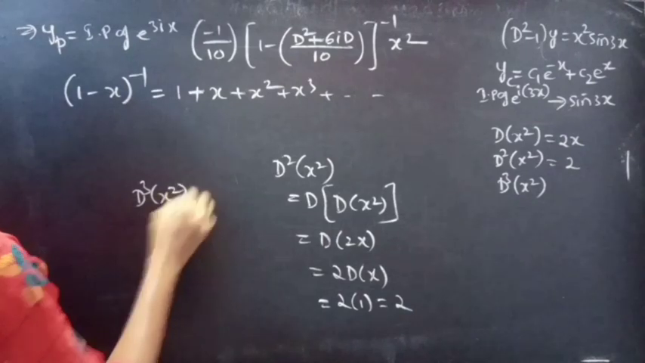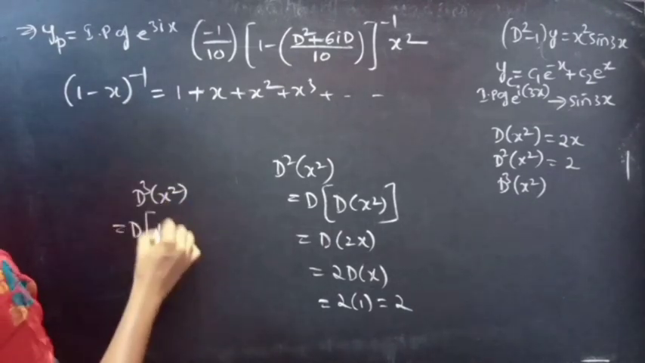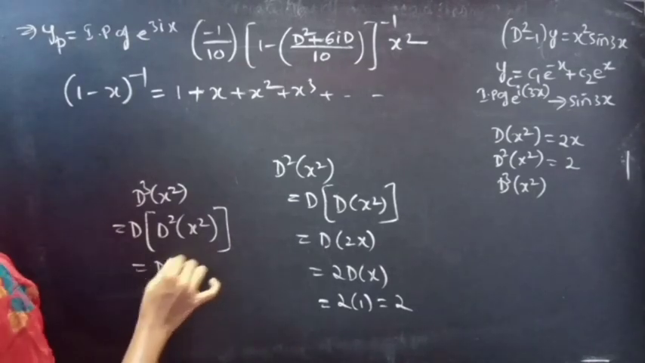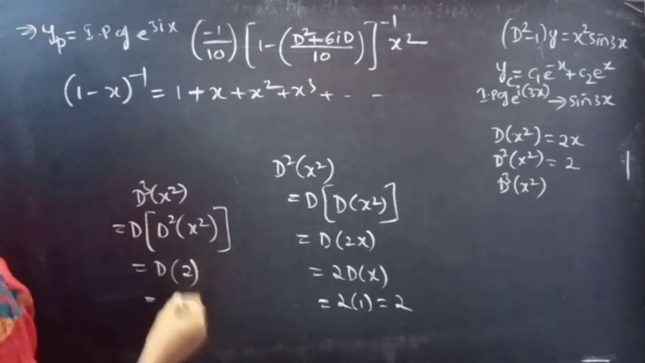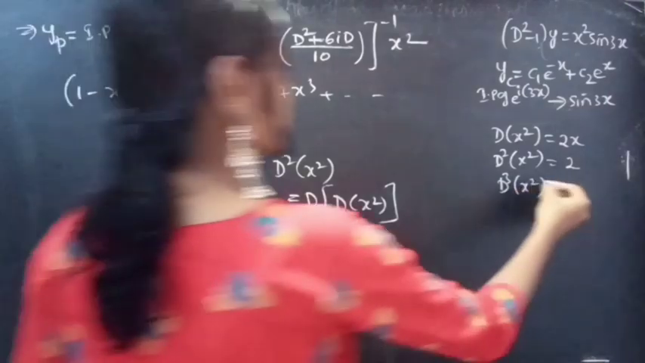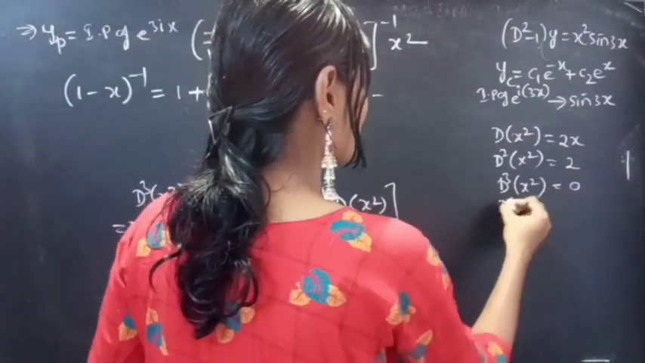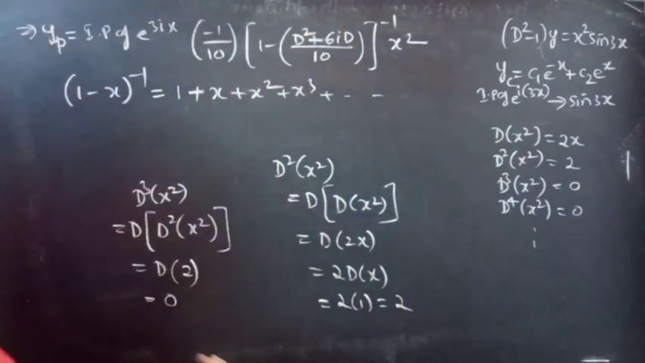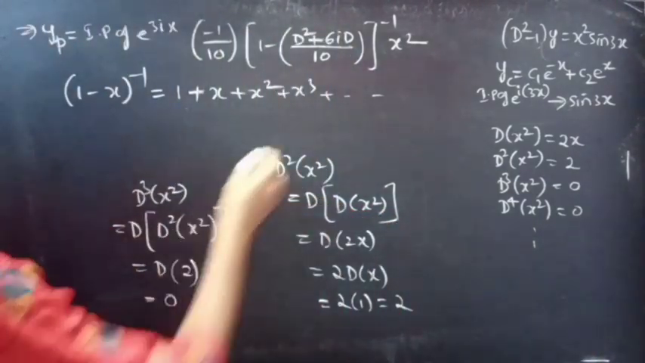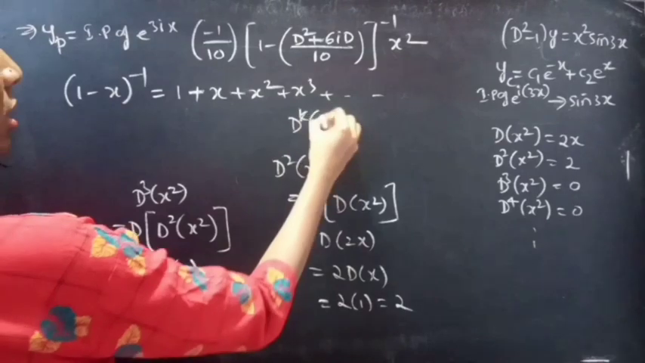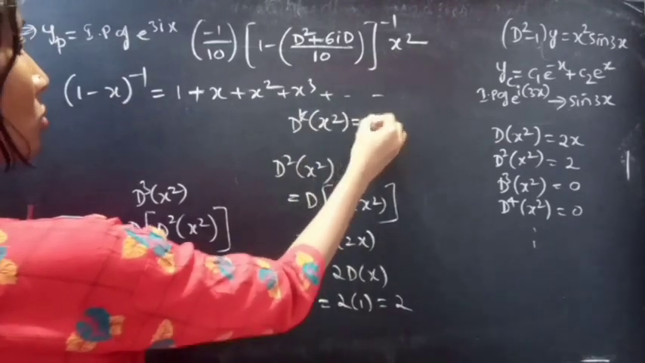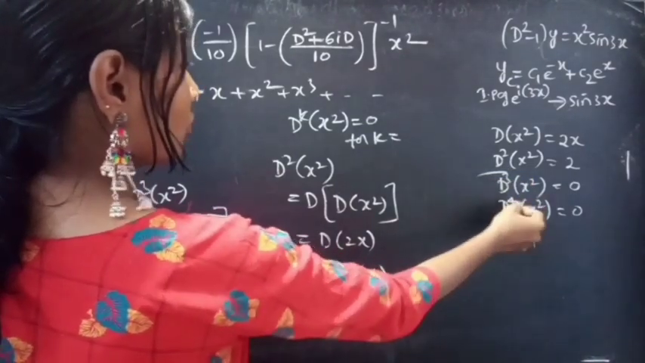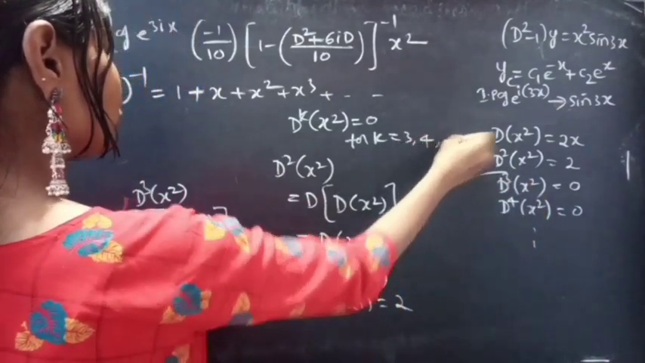Now find D³ of x². D³ of x² is the derivative of D² of x². Since we have the value of D² of x², which is 2, and the derivative of a constant with respect to x is 0, we get D³ of x² is 0. Likewise D⁴ of x² is 0, and so on. Higher derivatives of x² will become 0, right? In general, we can write D^k of x² equals 0 for k equals 3, 4, and so on, right?